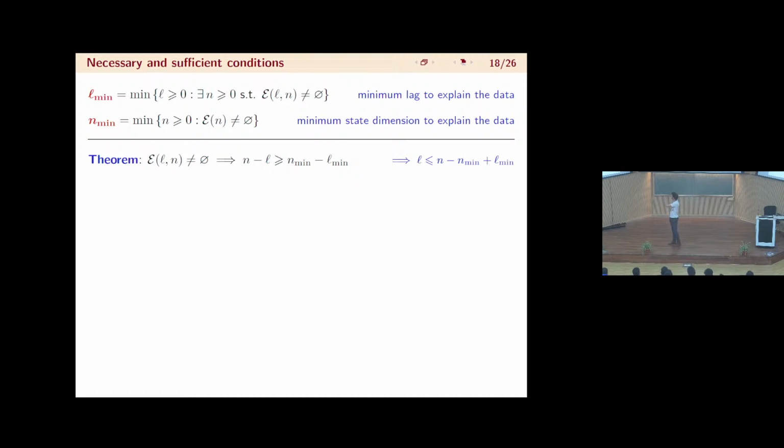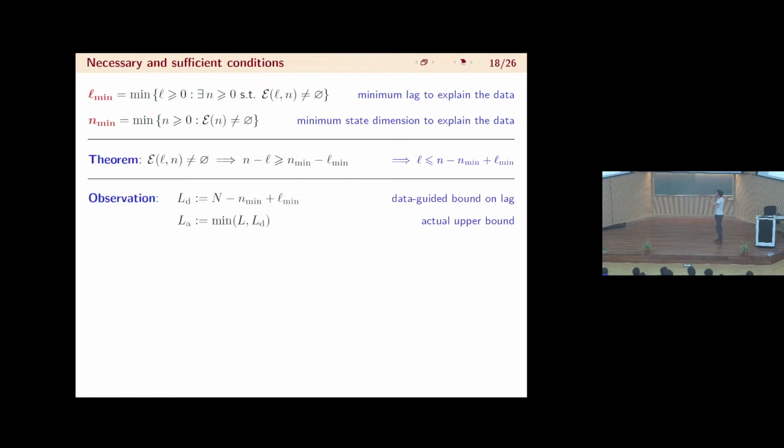N min and L min I can obtain using the data. And furthermore, N I can upper bound by this number, capital N, over here. That means that using the data, I can also obtain a bound on the lag of the true system. So that's the data-guided bound given over here. So L_D is a bound on the lag of the true system.